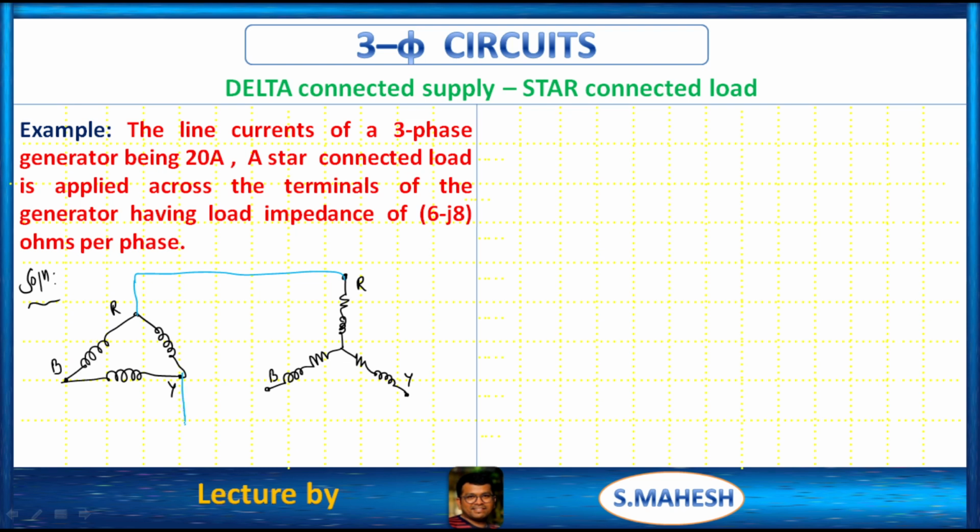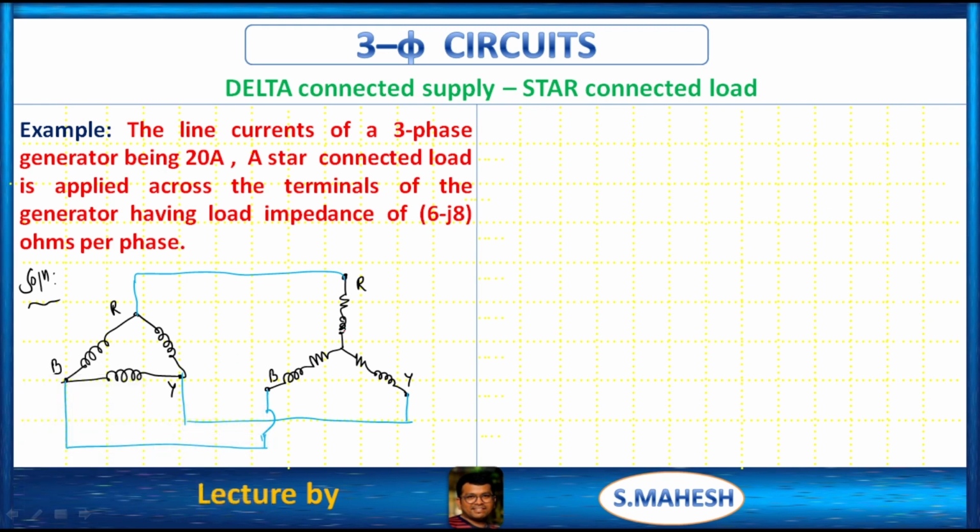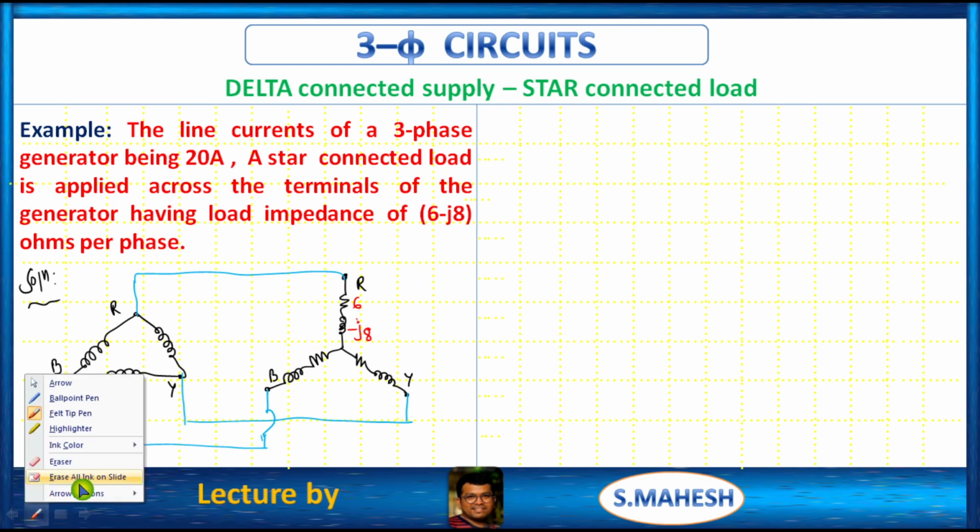Then Y and then B, that's it, right? Given that the impedance per phase is what? This is 6 ohms, this is minus j8, right? Minus j8 means what? This is not an inductor, this is a capacitor.